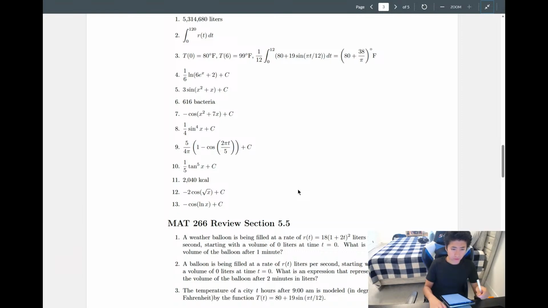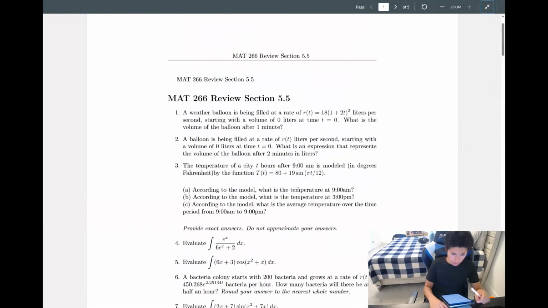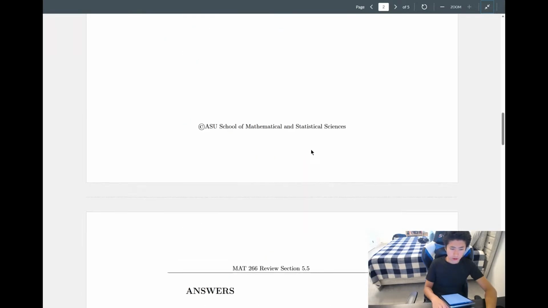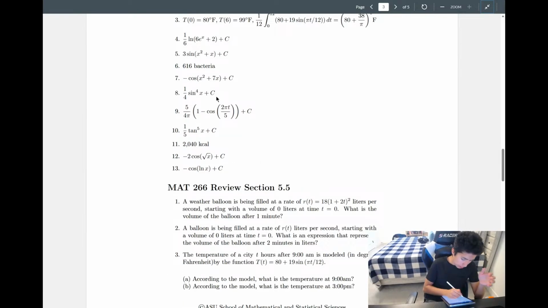And why is that? Oh, okay, I think I understand why. I know why. After half an hour. Oh, wait, no, but that's per hour. It's not per minute. Okay, it's fine. So we'll put an X on that one, and we'll put an X on this one. We'll put an X on the ones that we don't understand what we got wrong. 7, I got negative cosine of x squared plus 7x. They did too. Well, the plus c, correct.